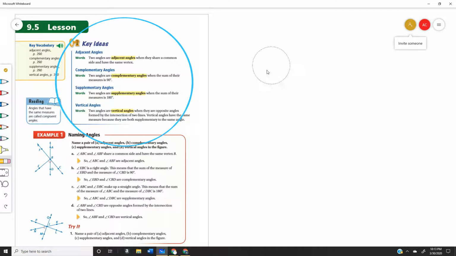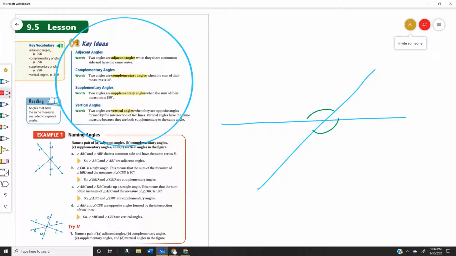The last one we're going to look at is vertical angles. And vertical angles are probably the most difficult to explain and for you to understand. Two angles are vertical when they're opposite angles formed by two intersecting lines. So we're going to have two lines. They're going to intersect, and we're going to look at the angles that are opposite of each other. So this angle and this angle are vertical angles, and this angle and this angle are vertical angles. Vertical angles have the same measure because they're both supplementary to the same angle.